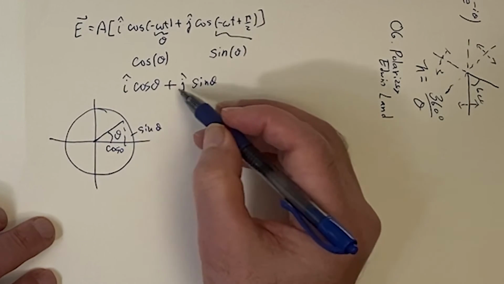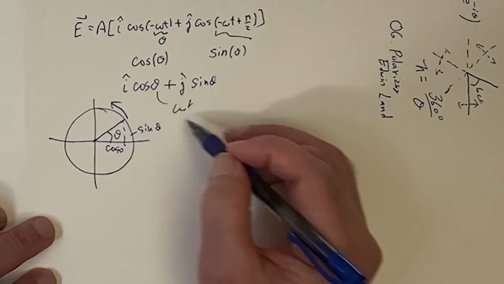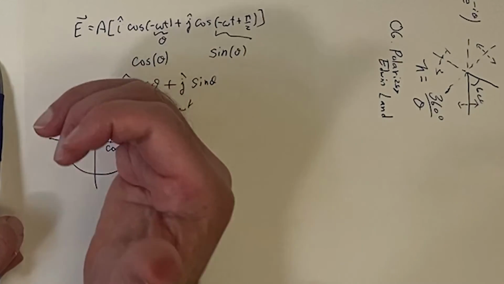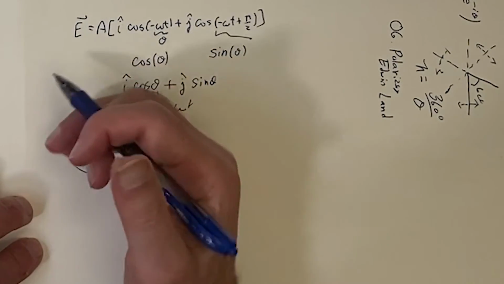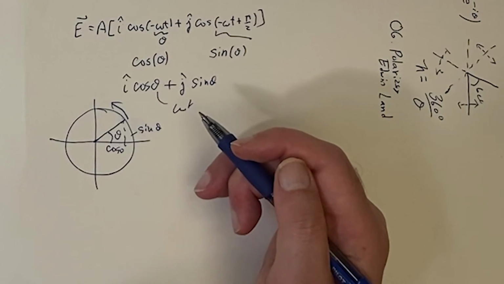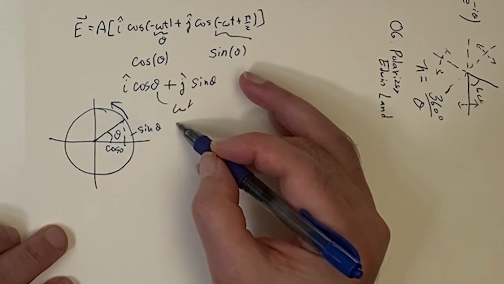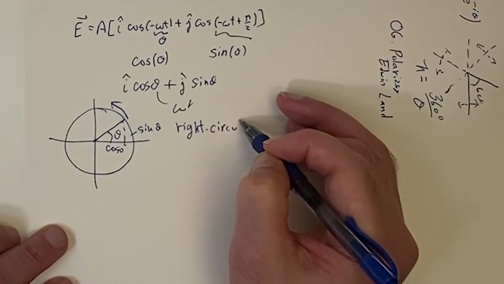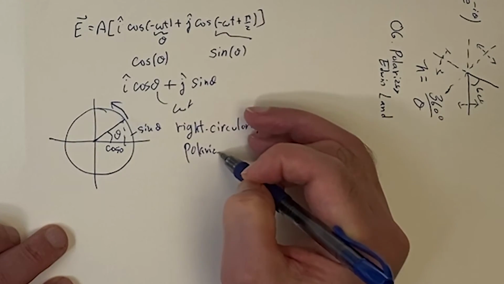And since this is omega t, this is going to just pick up and go, let's rotate. And since this right hand goes with that and points in the direction of the motion, that's called a right-handed, or say right circular polarized light. So that's right circularly polarized light.